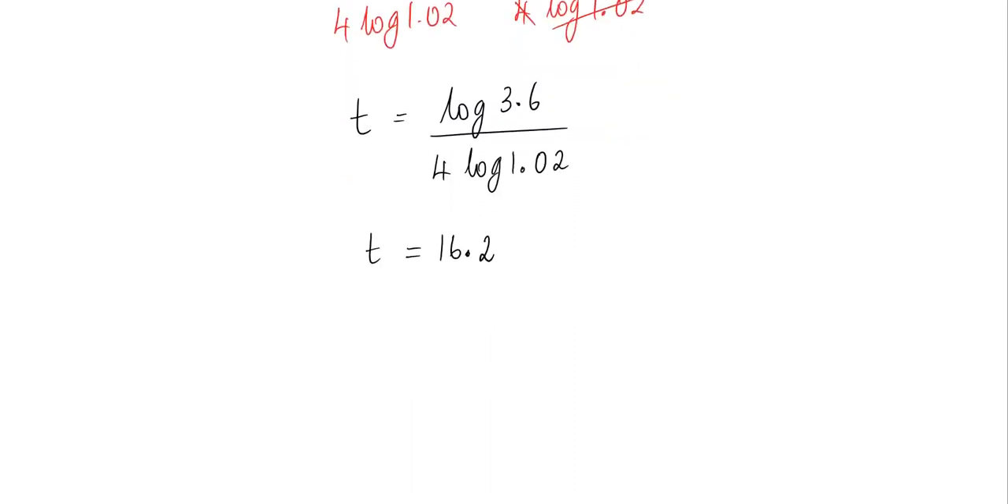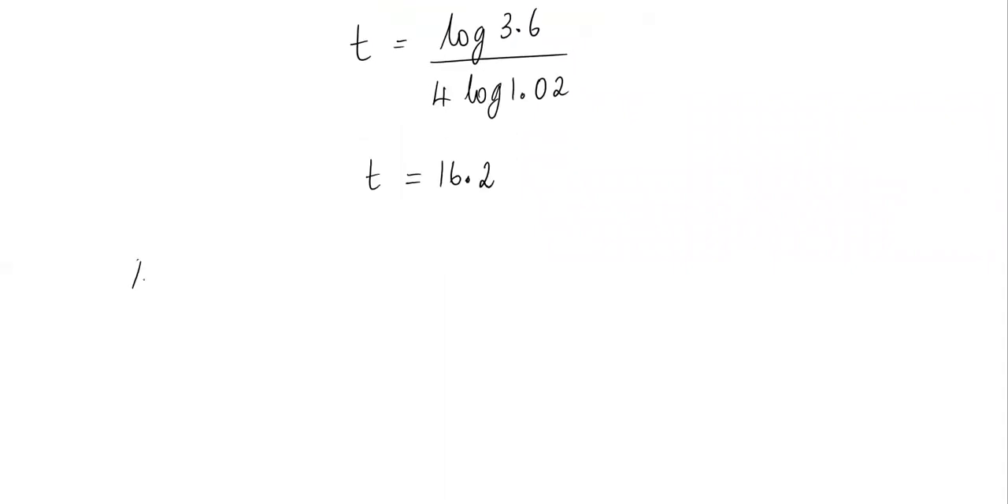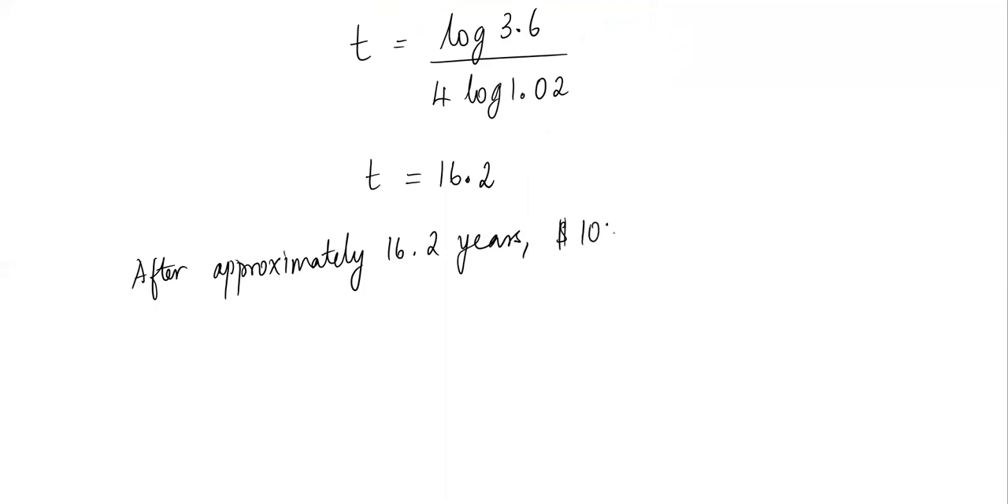Okay. Because it's a word problem, an application problem, you come back and explain what it means. After approximately 16.2 years, the $1,000 investment will grow to 3,600. So you have to write the unit to what you just found. In this case, it's years.